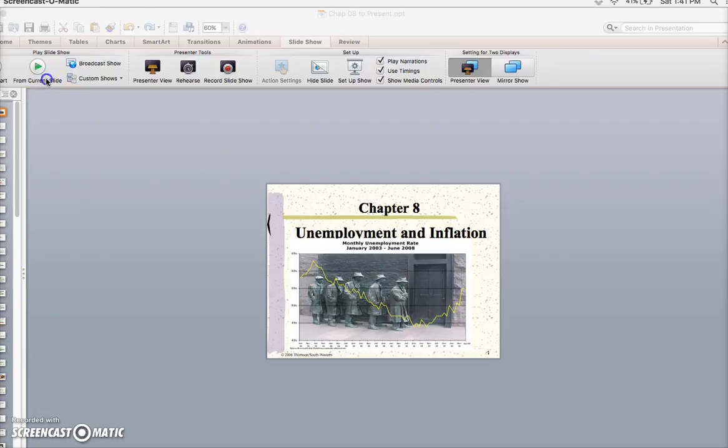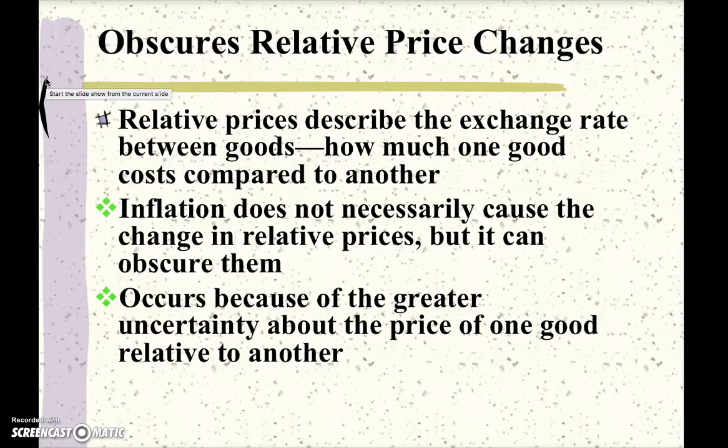So basically, we're going to continue looking at the whole concept of inflation and the challenges that we're going to face in the macroeconomy when prices actually increase. The next slide, slide 42, basically says that inflation as we know it obscures a relative price change.